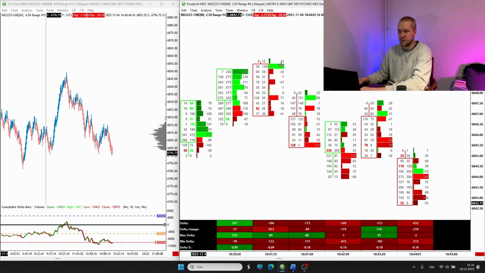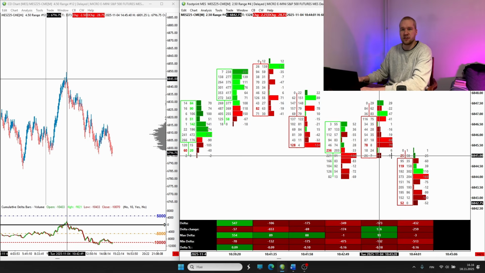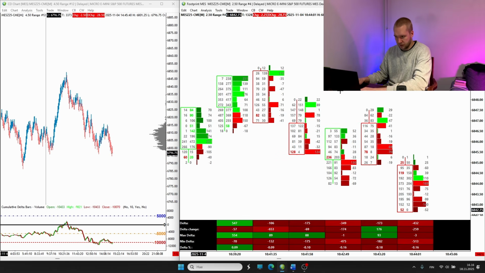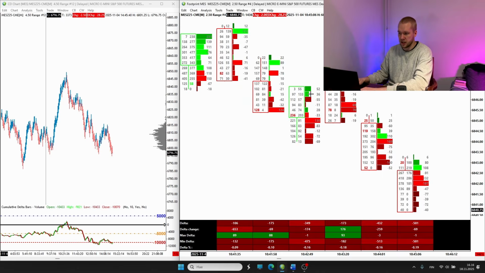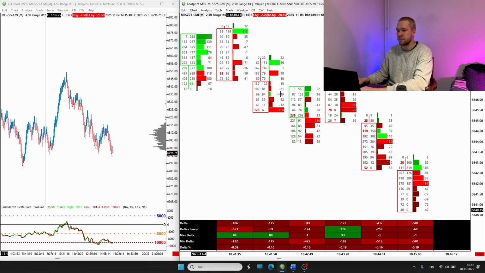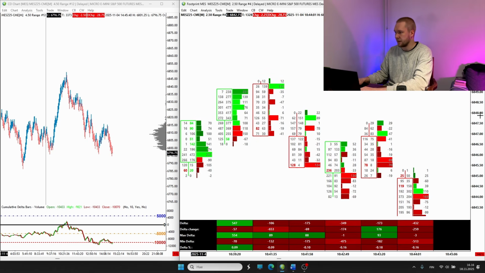So if you missed the initial entry here, you can still enter later on. But the point I'm making here is that if you did enter here, you likely didn't go in with your full size. And then when you get the confirmation from the delta just a few moments later, then you can go in with your full size, and that way you have minimized your risk. So let's look at what's happening here.